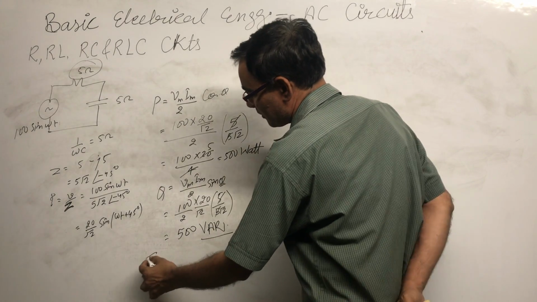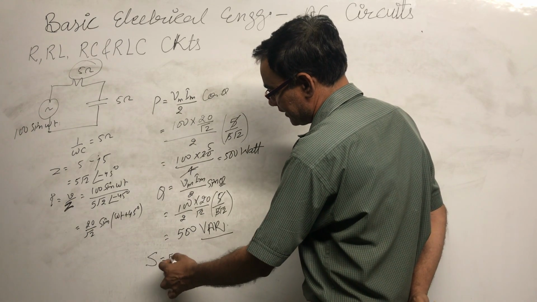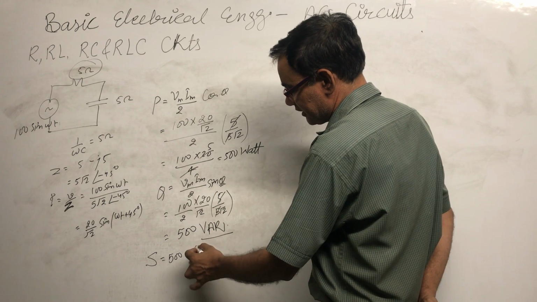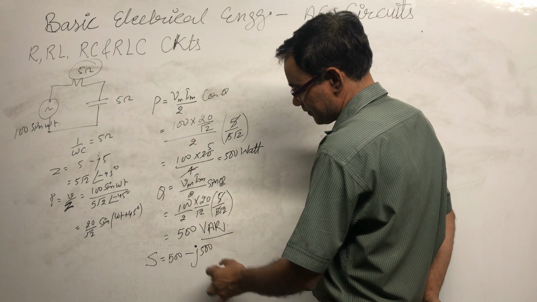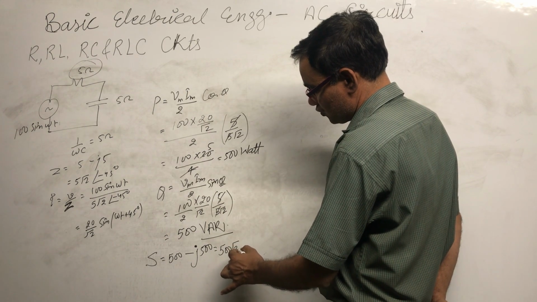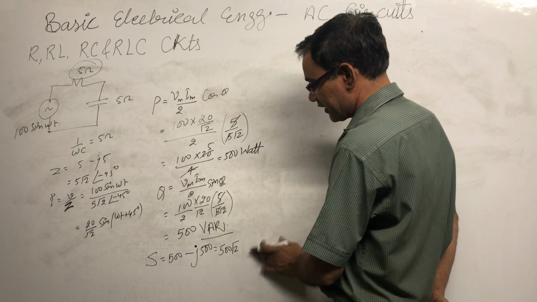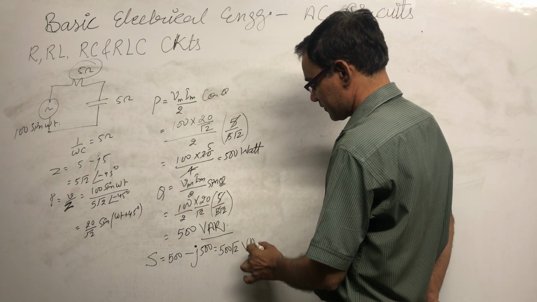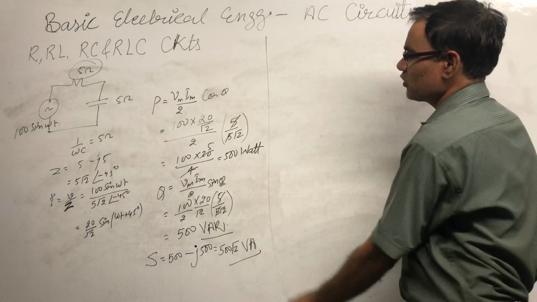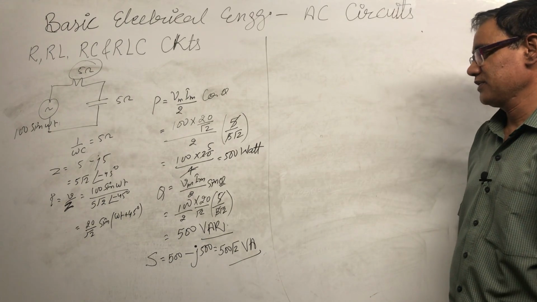So what is the total power? Total S, apparent power. Apparent power is 500 minus j 500. It is equal to 500 root 2, and the angle is, not angle, we are taking the power in volt ampere. In this way we can find out the value of power in RC circuits.